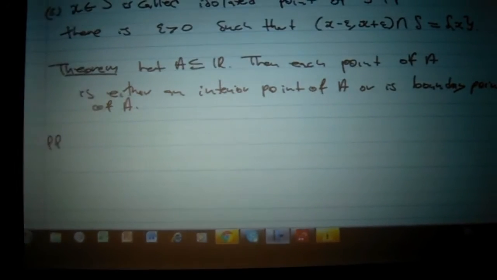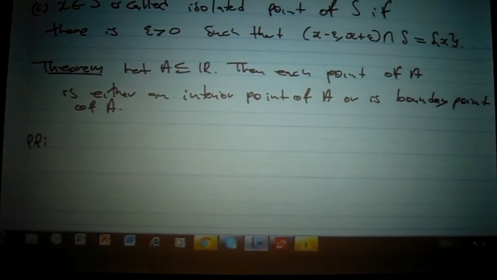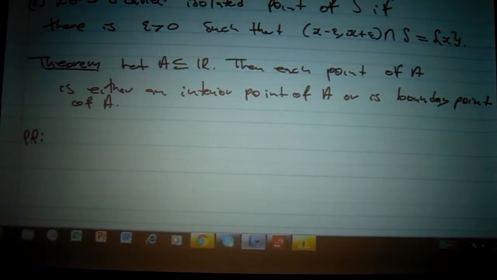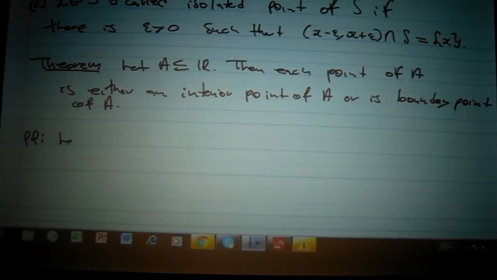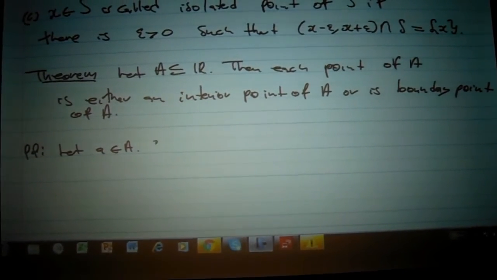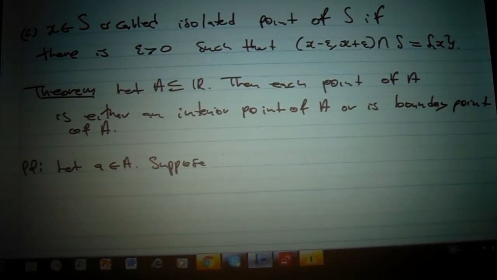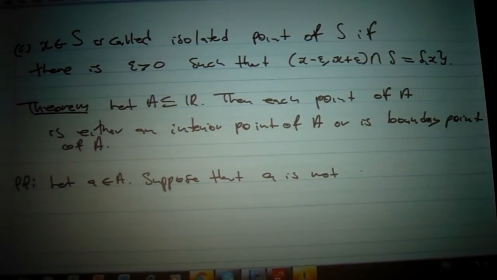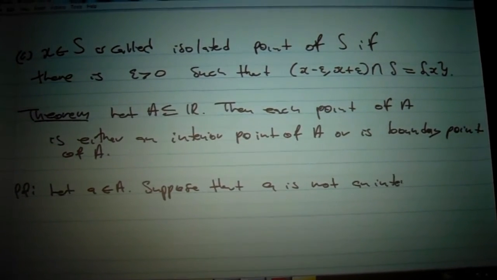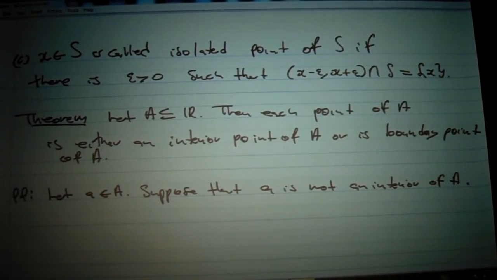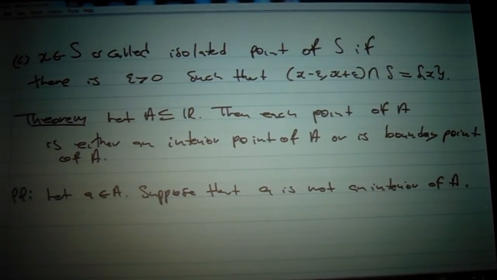So let us try to give a proof, right? Yeah, it seems that will be done shortly. So the proof says the following. I do it this way. Let me take a in A and suppose that a is not an interior point of A, right? Because here it is either interior or boundary.